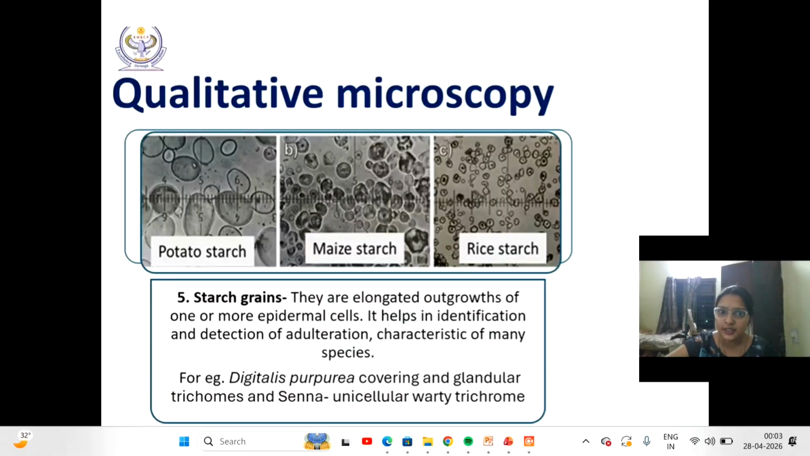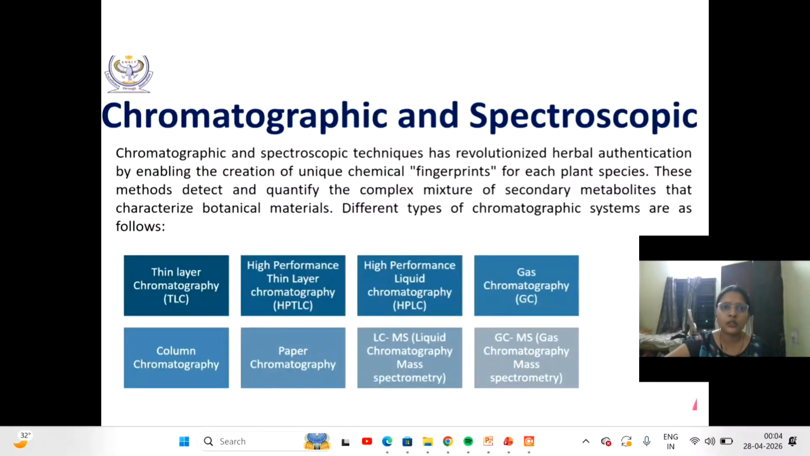The size is different, the density is different, okay. So they are elongated outgrowth of one or more epidermal cells, same as trichomes. It helps in identification or detection of adulteration, same as that. So the covering.